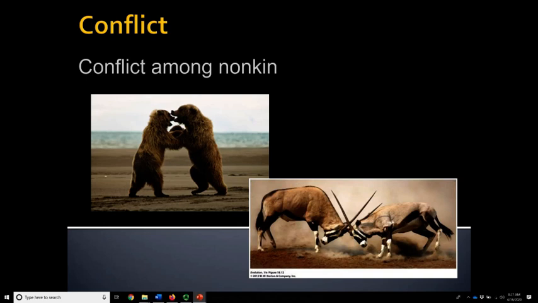Now, in many cases, this conflict among non-kin reaches some sort of an evolutionarily stable strategy, meaning that everyone's going to exhibit about the same behavior. So, for instance, if you're super aggressive, that may not be the best strategy because you might be fighting in times when you don't have to, putting yourself at risk and injuring yourself in places where you don't have to.